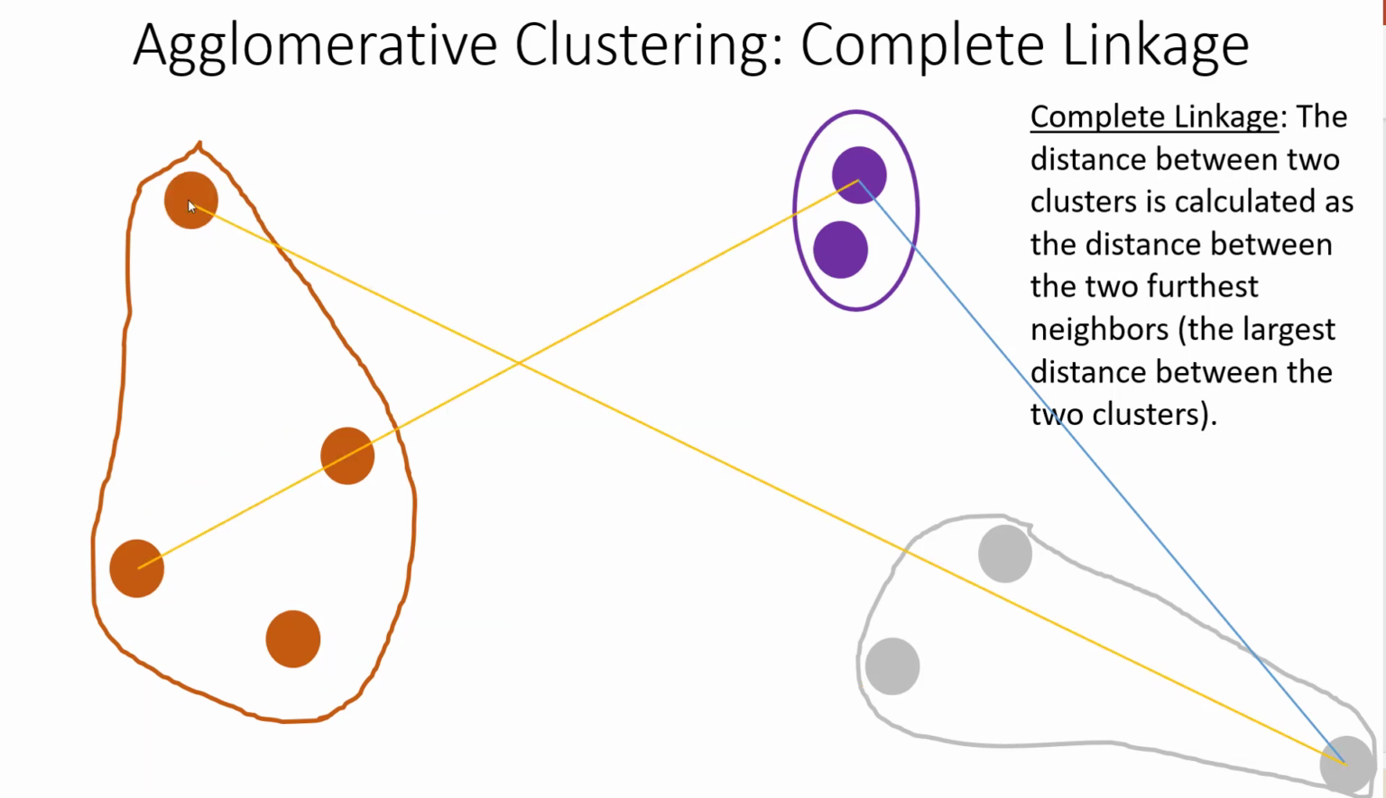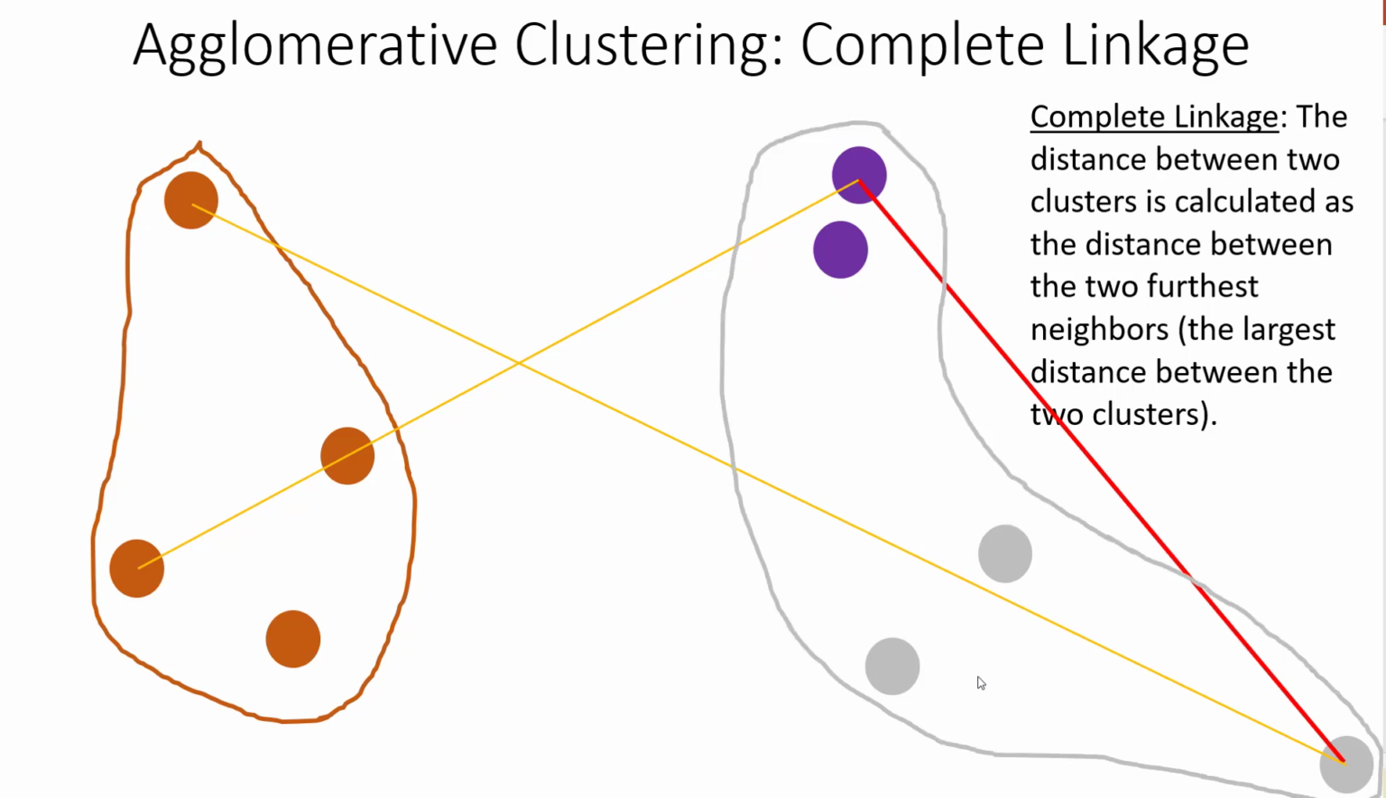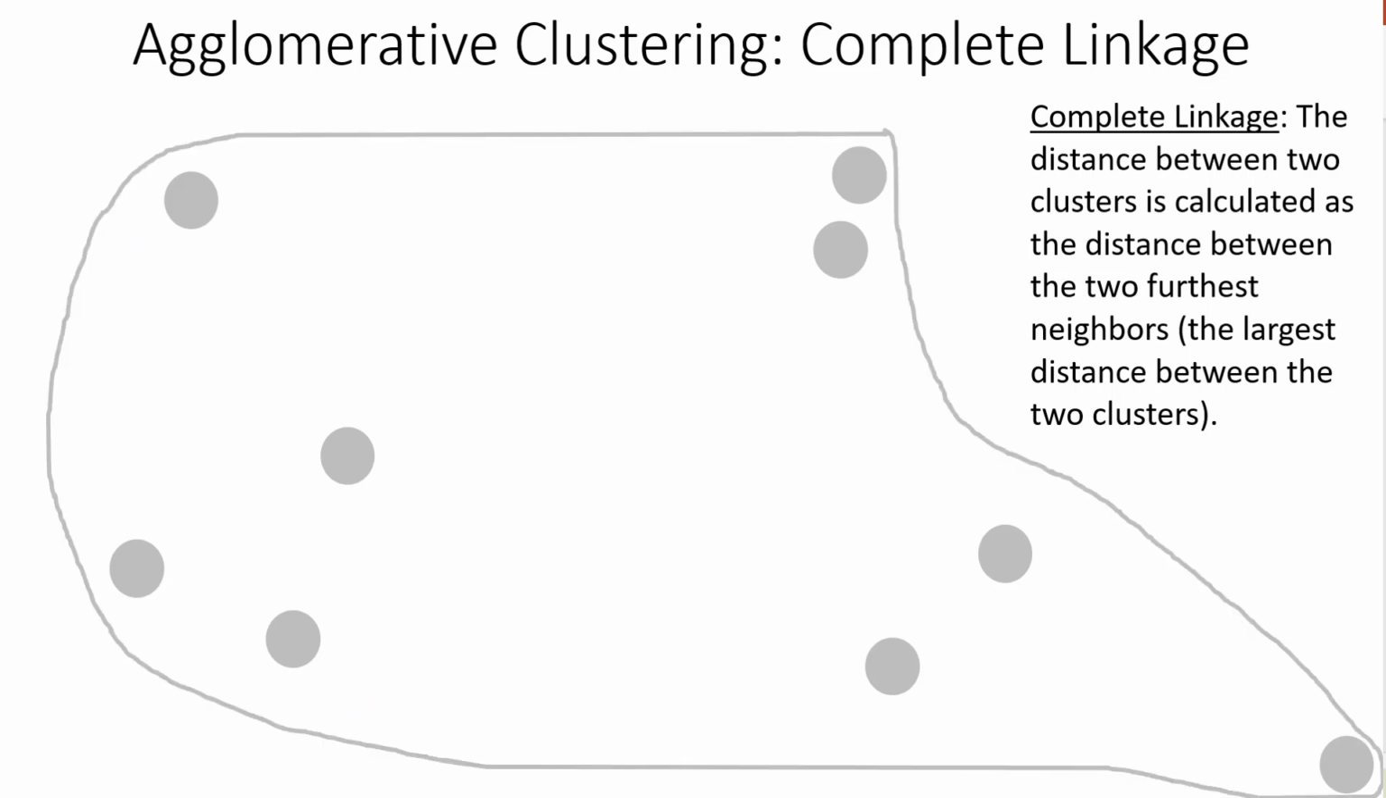So for this brown cluster, it's the top brown with the bottom gray. It's the leftmost brown with the top purple, and then top purple with the bottom gray. That's our shortest distance. Rinse and repeat until everybody is in one large cluster. So that's what complete linkage does.